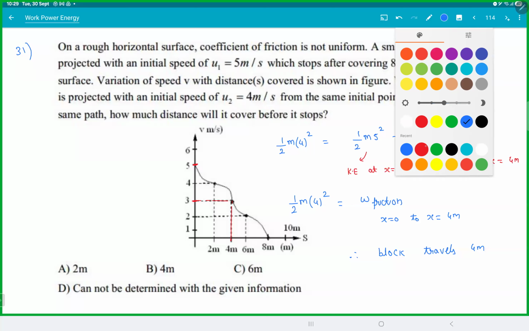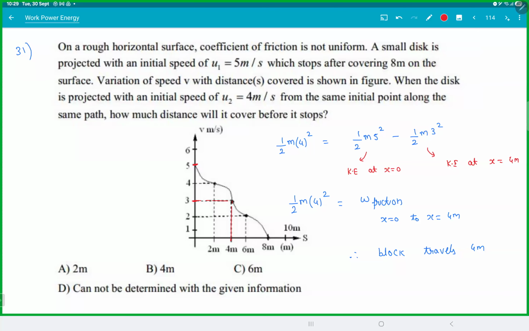Where do you have 5 meter per second? You have 5 meter per second when x is equal to 0. Where do you have 3 meter per second? You have 3 meter per second when x is equal to 4 meters. So basically the area under this graph is half m v square, isn't it? Not exactly area, but the change in kinetic energy when you go from x equal to 0 to 4 is half m v square. So it must have traveled 4 meters.